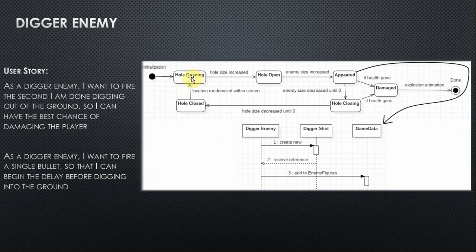So if we look at the state chart here, the hole opens and the enemy comes out. Once the enemy and the hole are at their full size, the enemy does this. He creates a new digger shot, receives the reference for the digger shot, and then adds the digger shot onto the enemy figure's array list in game data. It does this once every time through its states, and it only fires a single bullet, putting a single bullet onto the array list each time.